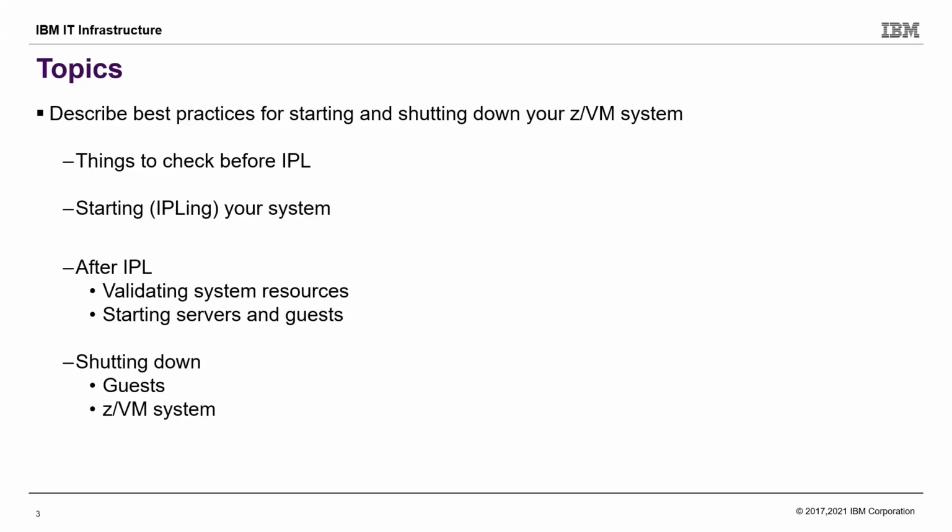And then after IPL, making sure the resources that you think are supposed to be there are actually there for the system, from a capacity, data, and networking standpoint. Then getting the various aspects of your system running: the servers that are going to help your guests run, database servers, applications, and then the guests that are actually going to do the work. And then we'll talk about unwinding all this during shutdown, to get to a place where when you shut down your system and bring it back up, everything is still there and ready to use from the point it was shut down.